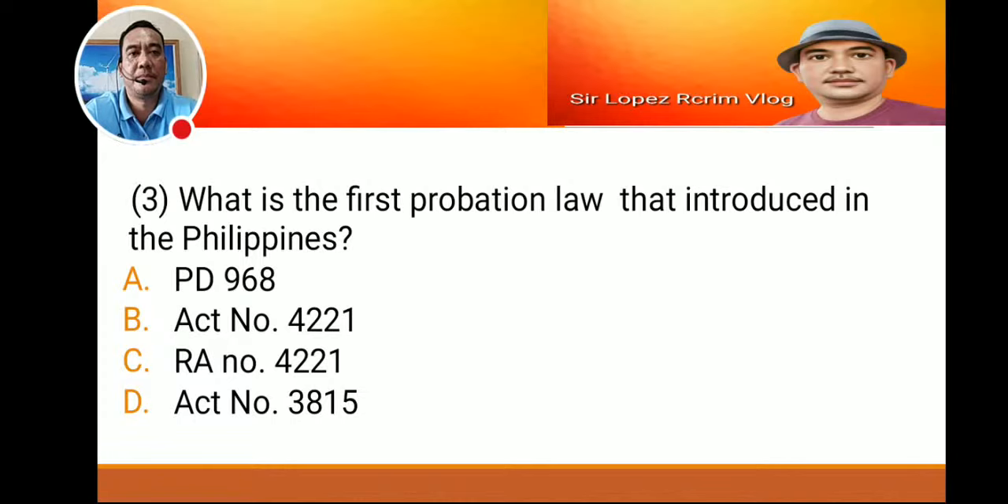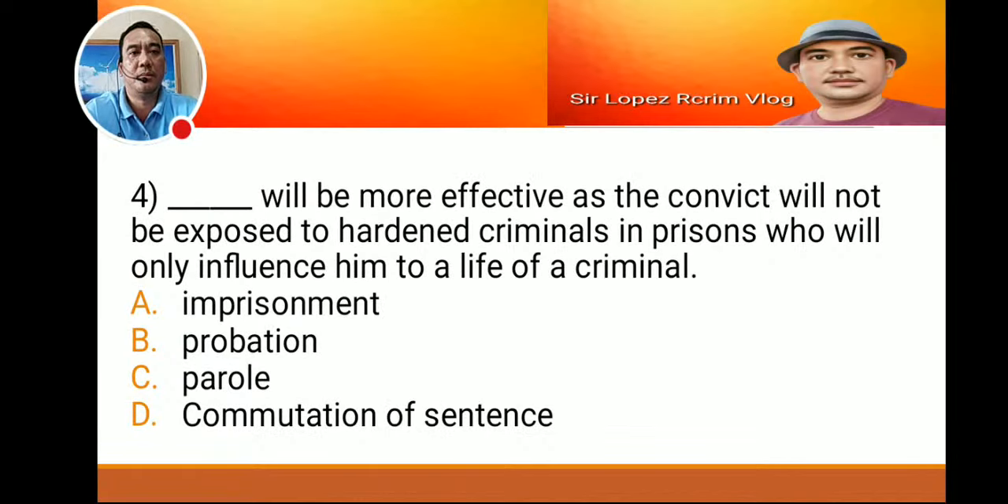Question number 4. Blank will be more effective as the convict will not be exposed to hardened criminals in prison who will only influence him to a life of a criminal. I repeat, number 4. Blank will be more effective as the convict will not be exposed to hardened criminals in prison who will only influence him to a life of a criminal. Letter A, imprisonment. Letter B, probation. Letter C, parole. Or letter D, commutation.